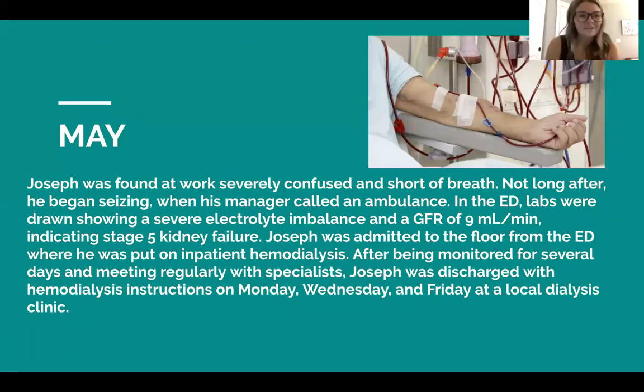All right, so here we are in May of our case study year. Joseph was found at work severely confused and short of breath, not long after he began seizing, when his manager called an ambulance. In the ED, labs were drawn showing a severe electrolyte imbalance and a GFR of 9 milliliters per minute, indicating stage 5 kidney failure.